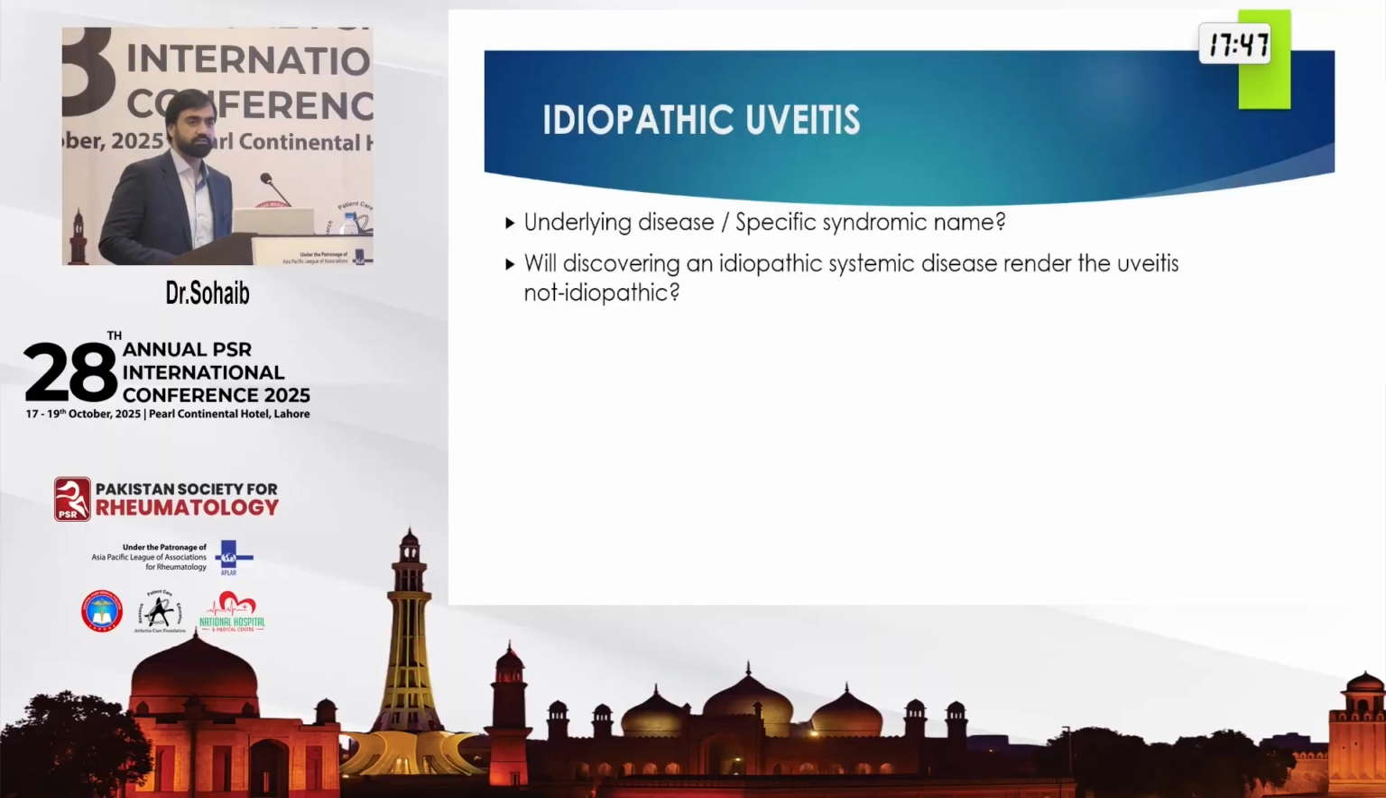There's a dilemma that we ophthalmologists get: if a patient comes to us with uveitis and there is no underlying disease, no specific syndromic name that we can give to that uveitis, that basically gives us unease. Like human beings, we want to look for reasons. We want to categorize everything into black and white. We don't want anything in the gray zone. But if we discover a systemic disease in a patient with uveitis, will that render the uveitis non-idiopathic? It's a dilemma.